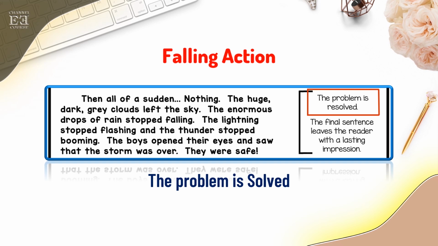After reaching the climax, a good writer would show how the action of the story starts to fall, telling us that the problem is solved and the character is not struggling anymore. In this example, the boating disaster, the writer gives us a clear description of how all of a sudden the huge dark gray clouds left the sky, the enormous drops of rain stopped falling, the lightning stopped flashing, and the thunder stopped booming.